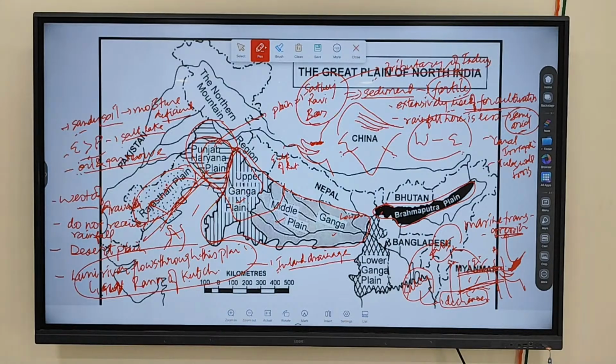Fine. Any doubt regarding this particular part? So this is all about which type of plain? Punjab plain and Haryana plain. It's now facing problem of what? High saline soil. Fine. Have a break. Then we'll start with the Ganga plain and Brahmaputra plain.